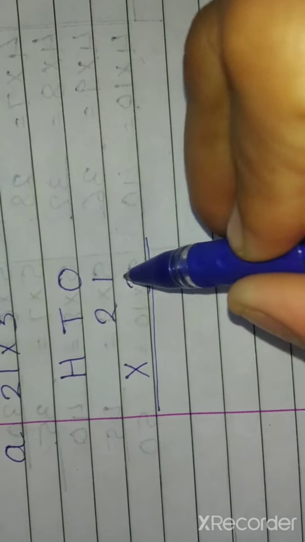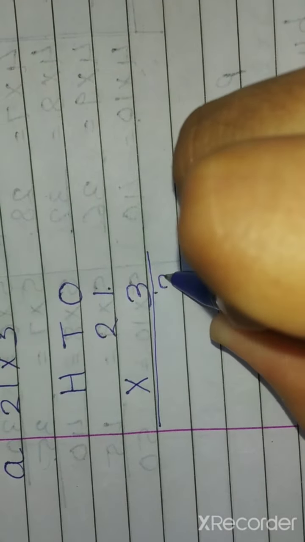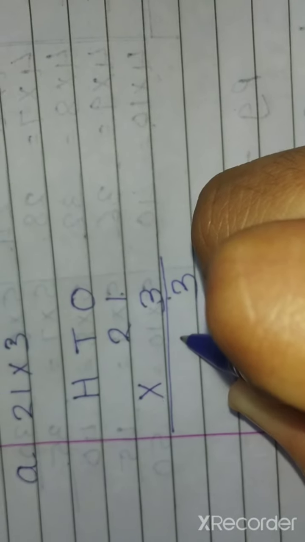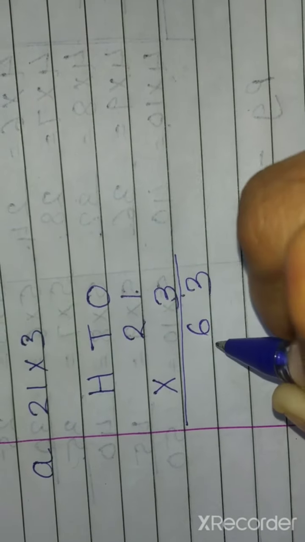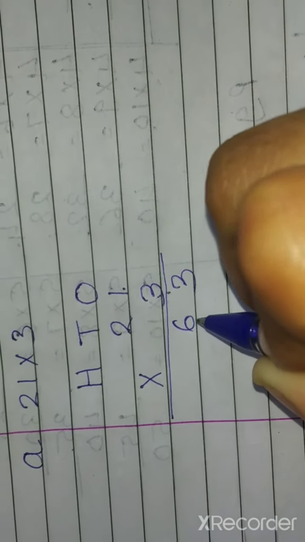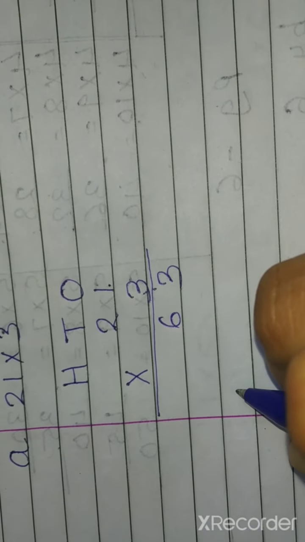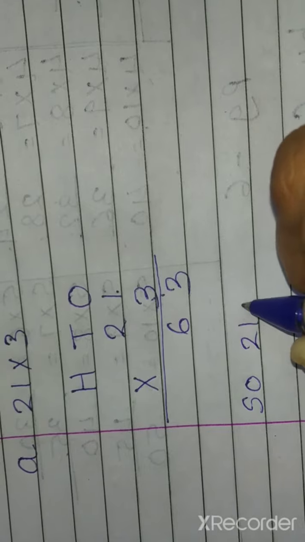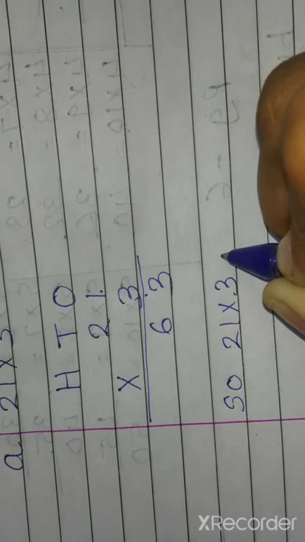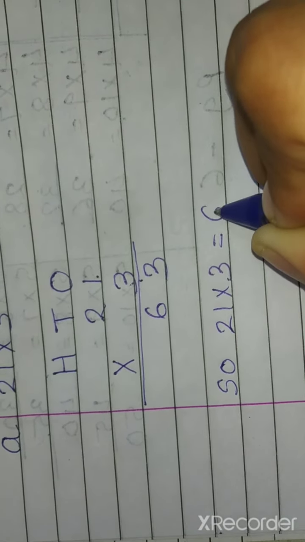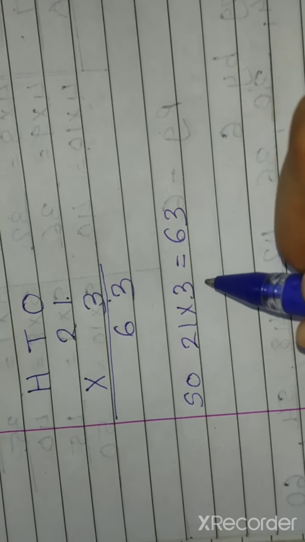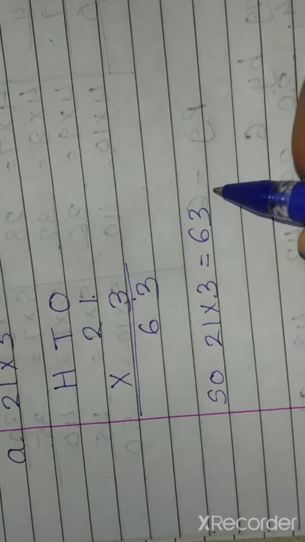Now 3 ones are 3. So here we write 3. 3 twos are 6. So here we write 6. So the answer is 21 into 3 is equal to 63.